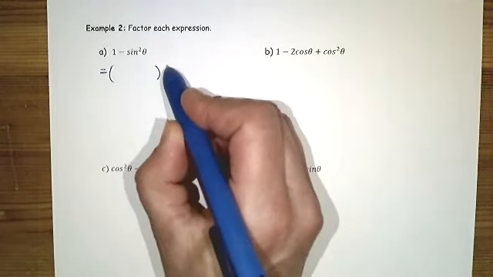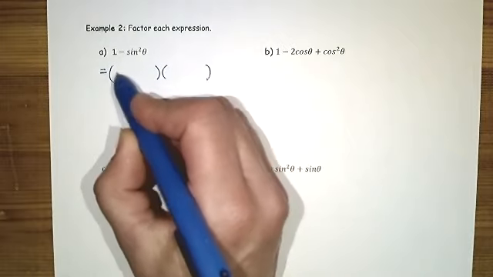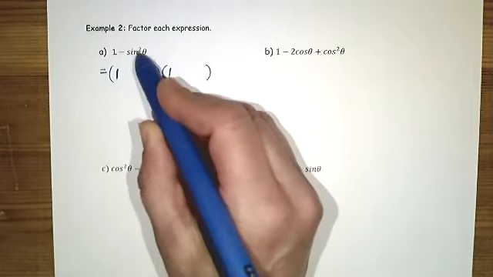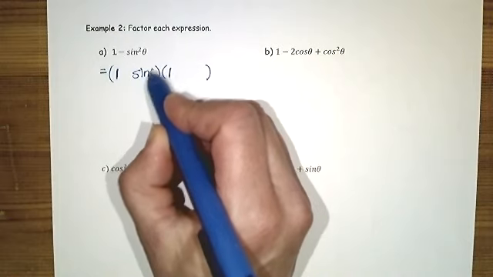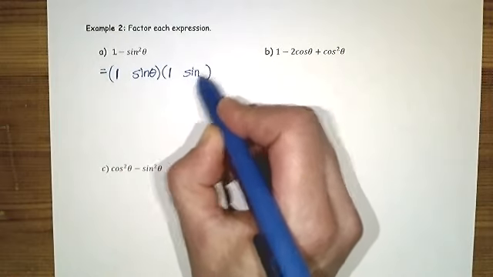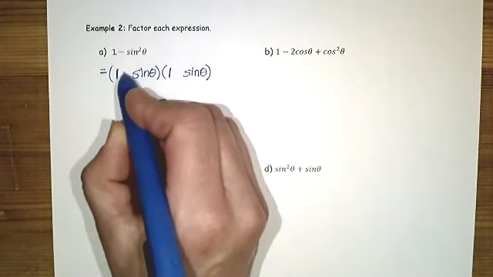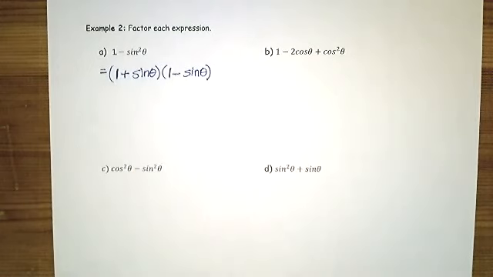So remember, you set up your brackets. The square root of 1 will go in the first bracket. The square root of sine squared is the last part of the bracket. And then a difference of squares, that means we have different signs in our bracket.